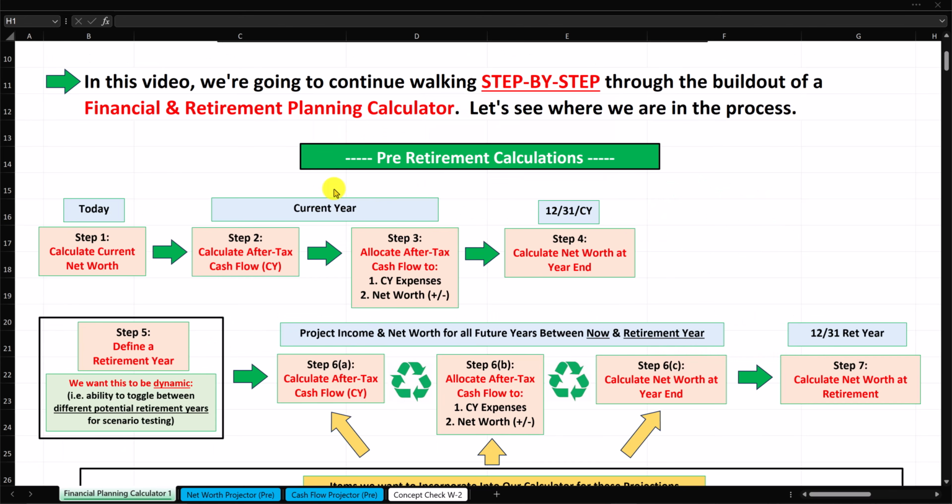So if you recall from video number 2, we started step number 2 right here, calculating our after-tax cash flow. We kind of built out the structure of what the calculator is going to look like. And then we briefly touched on step 3, the allocation of our after-tax cash flow between current year expenses and net worth. And so in this video, we're going to continue the process of walking through these 2 steps right here so we can ultimately end up at step 4, calculating our net worth at the end of the current year.